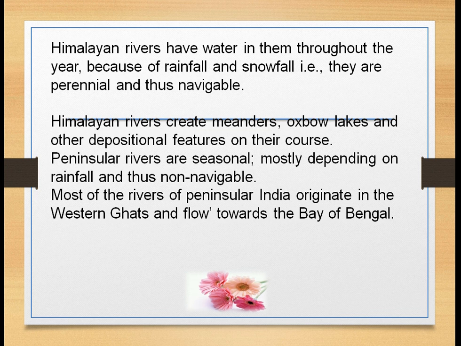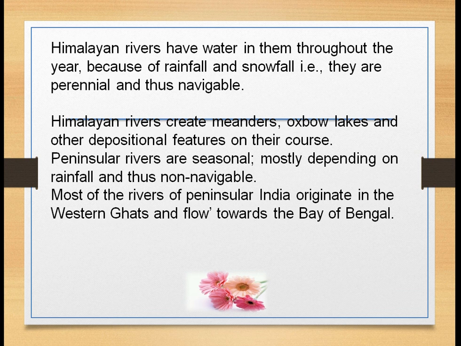Let's move. What are Himalayan rivers? Himalayan rivers have water in them throughout the year, and the basic reason for that is rainfall and snowfall. They are perennial. Okay? And that's why they are navigable. Perennial means they will have water throughout the year, and the reason is rainfall, and after that the melting of snow gives water to the river.